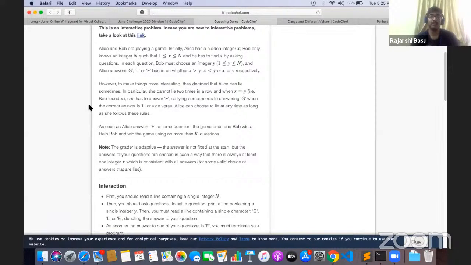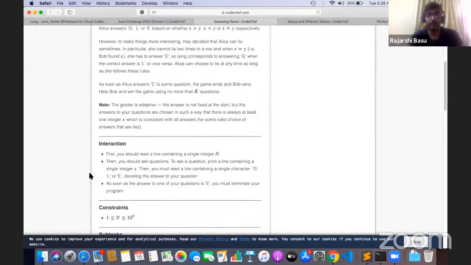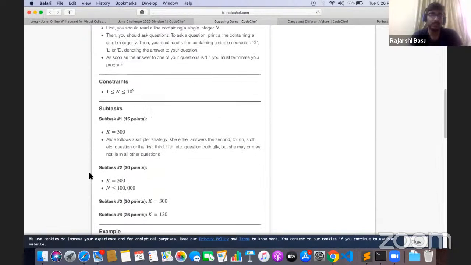You are given a hidden integer y, and you have to guess it with some x. If x is greater than y, less than y, or equal to y, you get those results from the grader. But the grader can lie, and the only condition is that it cannot lie 2 times in a row. So in how many queries can you pinpoint the hidden integer?